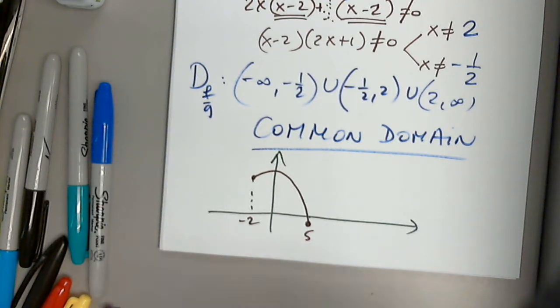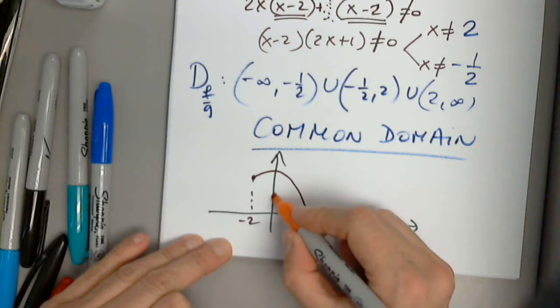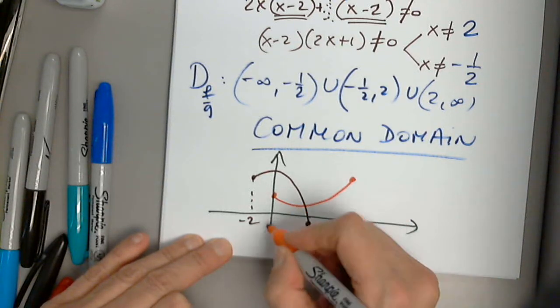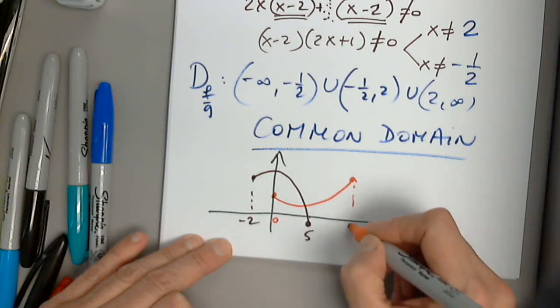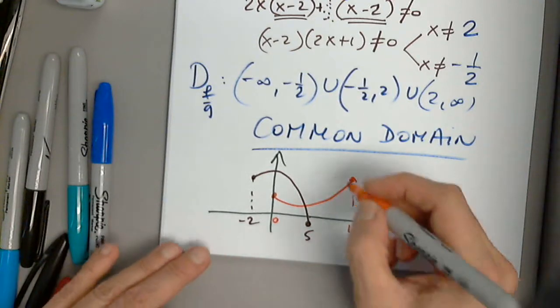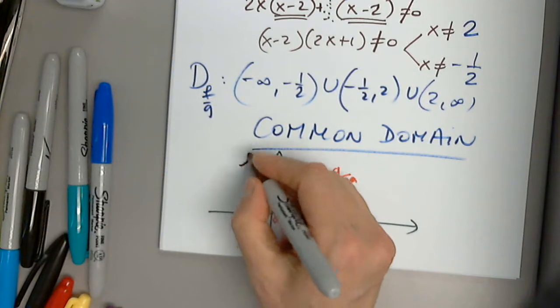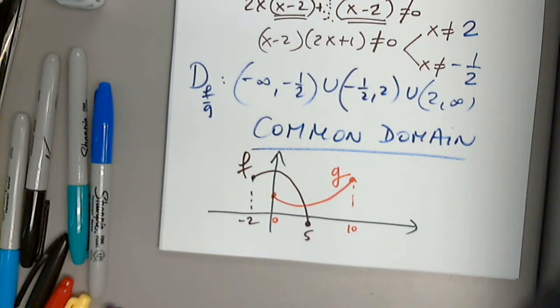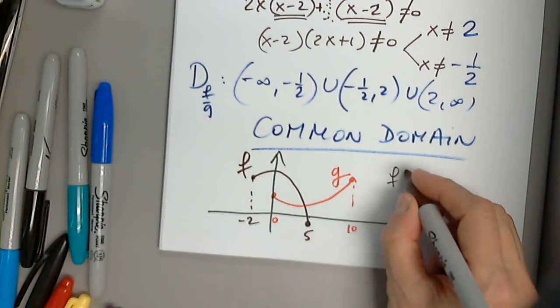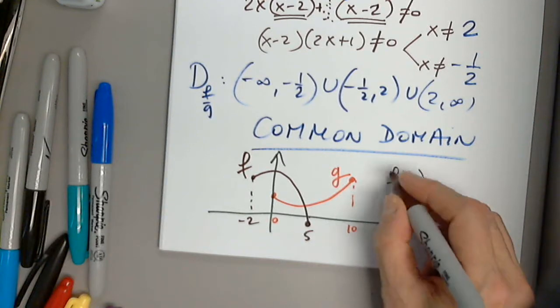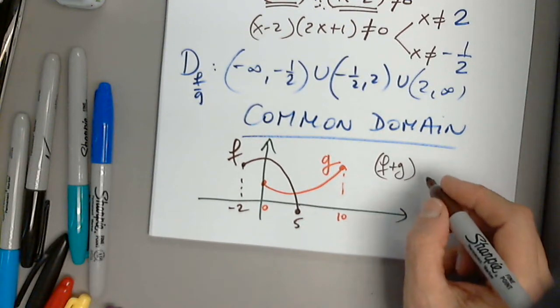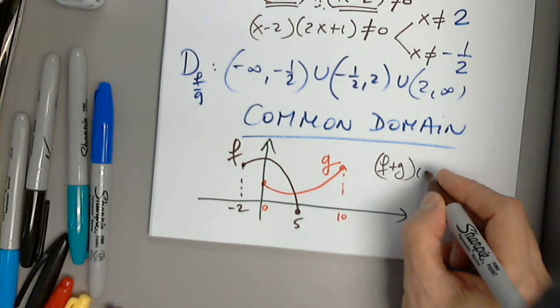And another function that is this. Of course, this is 0, and I'm going to say that this is 10. So this is function g. The orange one is g, and the brown one is f. And I want to ask you to find f plus g of 8.